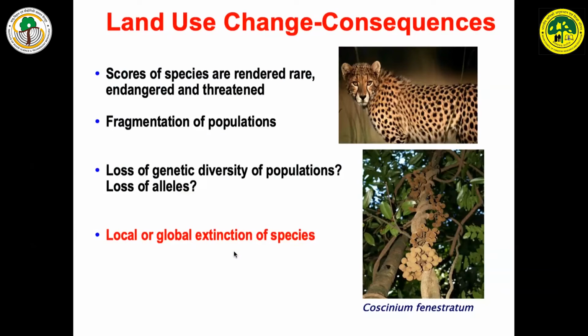Species are becoming rare, endangered and threatened because of many man-made interventions, and populations are becoming fragmented, with loss of genetic diversity within individuals and populations, and loss of alleles. Due to those, there is extinction of these species, both local and global.